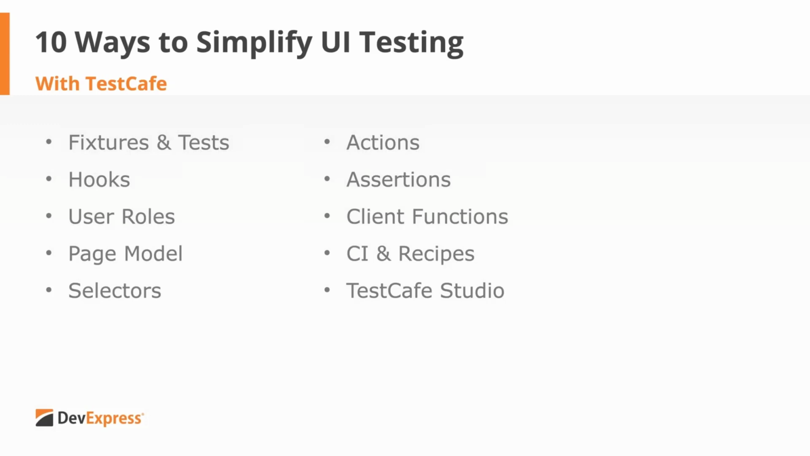But here's what we're going to cover. We're going to talk about the importance of fixtures and how tests work within fixtures. We're going to look at how we can simplify some of those processes with hooks, attack the authentication model, and let's see how easy it is to add user roles into your tests. And then start looking at extending those tests out for long-term maintainability and readability using the page model.